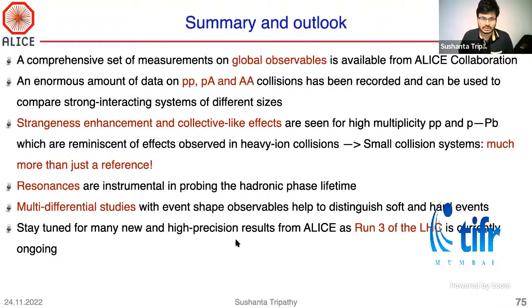So I would say stay tuned for more and more new and high precision results, because as you have seen, there are several results which have very high statistical and systematic uncertainty. So we will have more high precision results from Run 3 of ALICE, Run 3 of LHC, and hopefully early next year we will release many results soon.